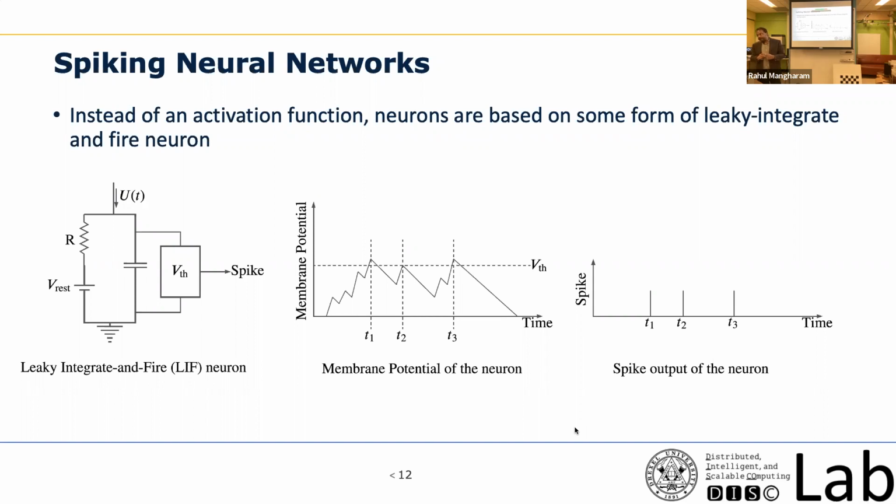There are a lot of hyperparameters used. For example, the threshold voltage, VTH. Plus, there are other things. This logic is not as simple as a box. It has a lot inside. For example, once you fire, you cannot fire another spike within a certain interval.